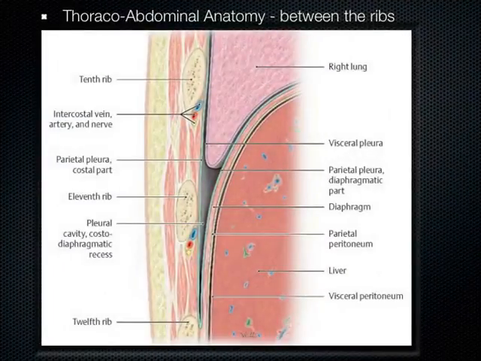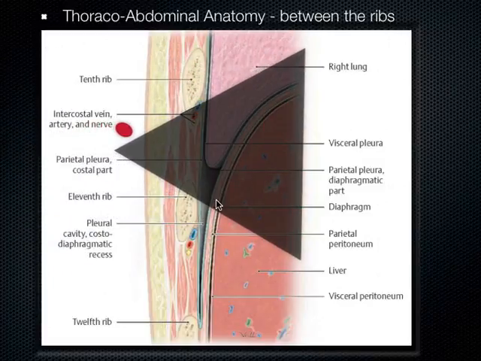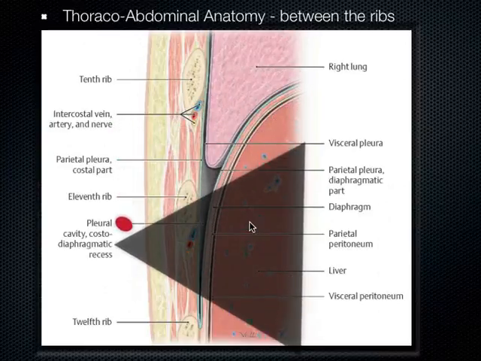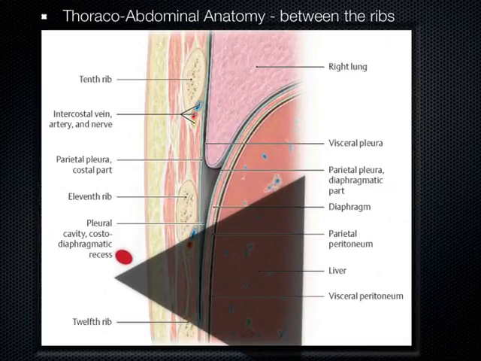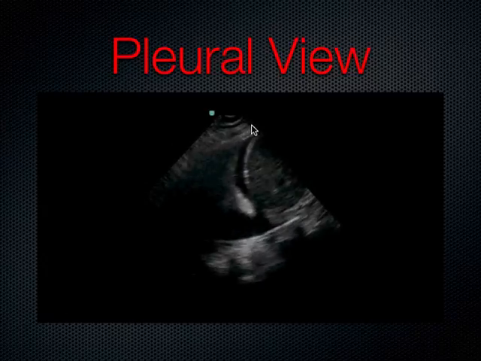So what we're going to do is take the transducer from the side of the body and aim the indicator towards the patient's head, and the wedge of sound comes in between the ribs, and we can see how the diaphragm divides the chest from the abdomen. And we're looking between the ribs along this diaphragm to look for any fluid up in the chest. And as we do so, this is what it looks like.